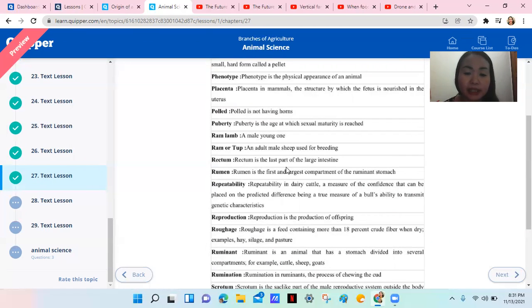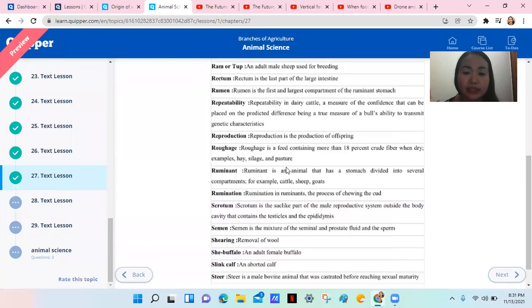Rectum is the last part of the large intestine. Rumen is the first and largest compartment of the ruminant animal stomach. And we say repeatability: in dairy cattle, a measure of the confidence that can be placed on the predicted difference being a true measure of a bull's ability to transmit genetic characteristics.